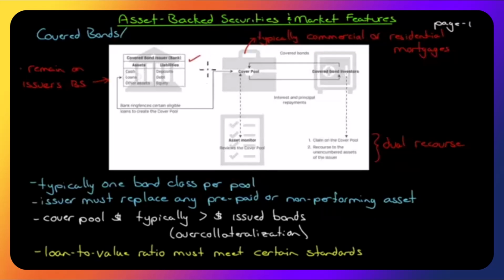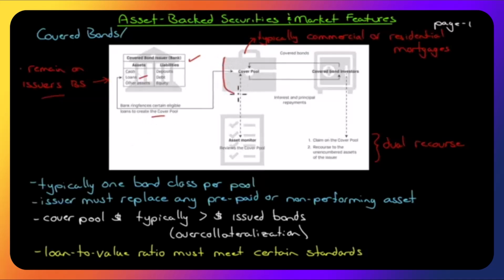Here is the bank's balance sheet. Notice that we have loans sitting under the asset side. The loans remain on the issuer's balance sheet for covered bonds. They do not leave like they would if they were securitized. They are segregated, which means the bank ring fences certain eligible loans to create the cover pool.